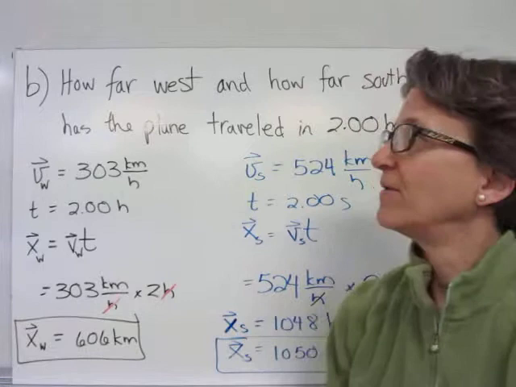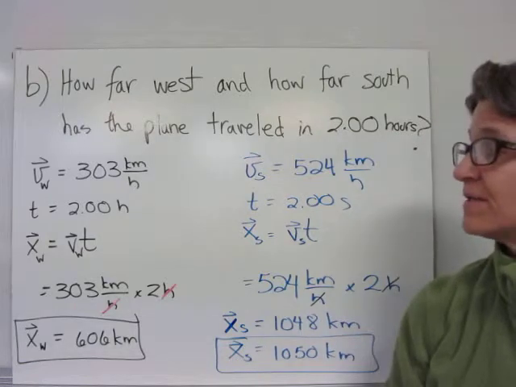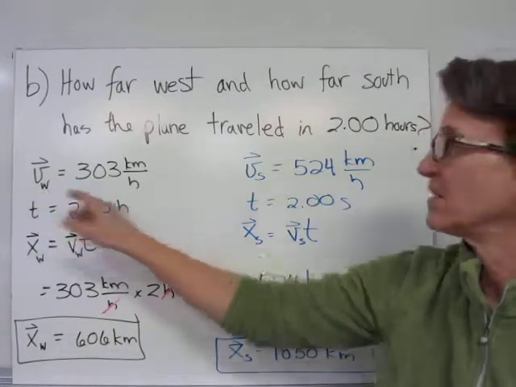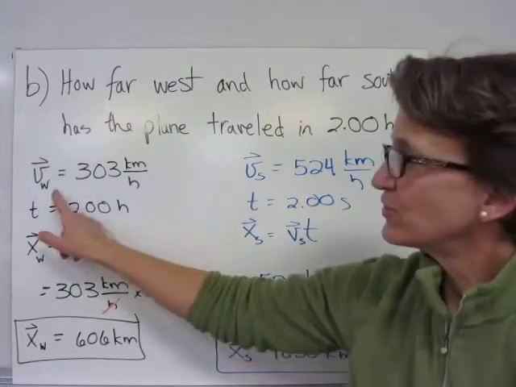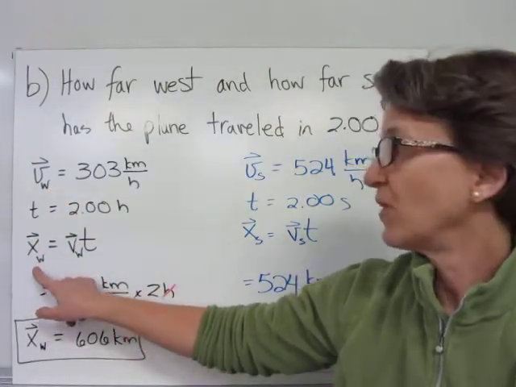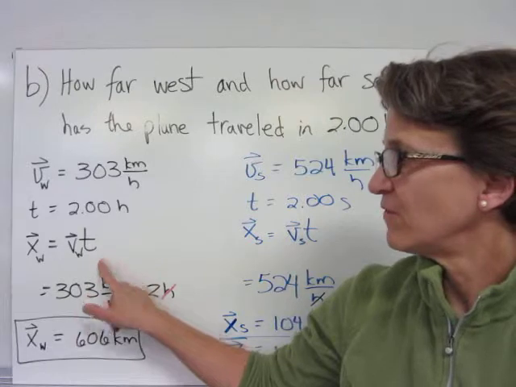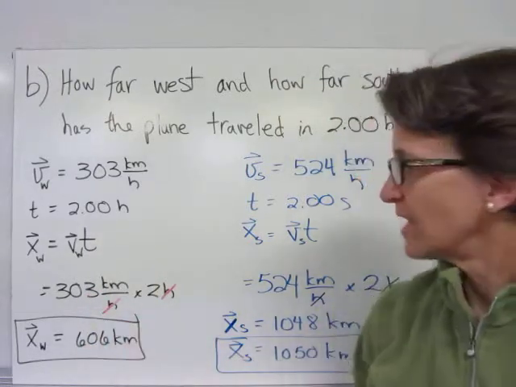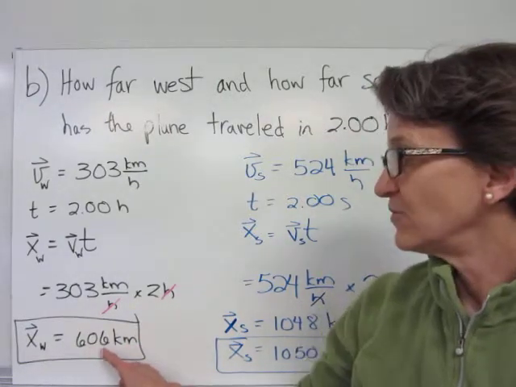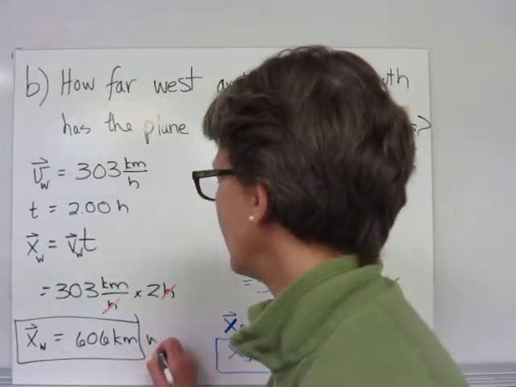This problem has a second part. It asks how far west and how far south has the plane traveled in 2 hours. So we have solved for the x and y components, and I've called them the velocity west and the velocity south. We're traveling at that velocity for 2 hours, and the problem asks, what's my displacement to the west? So I'm going to take my velocity to the west times the time interval. So 303 kilometers per hour times 2 hours. Units cancel. To the proper sig figs, you have 606 kilometers. And it is a vector, so we could say west.